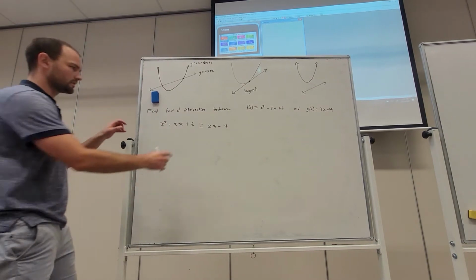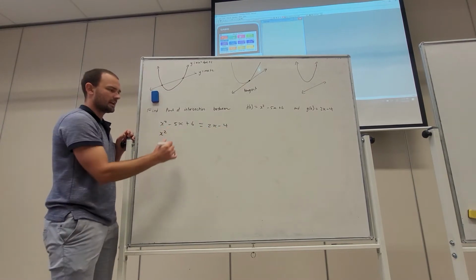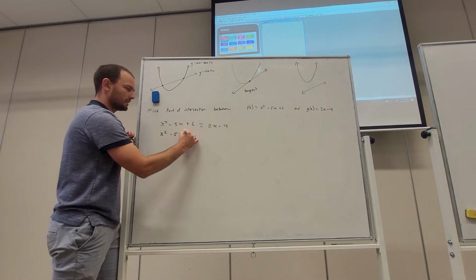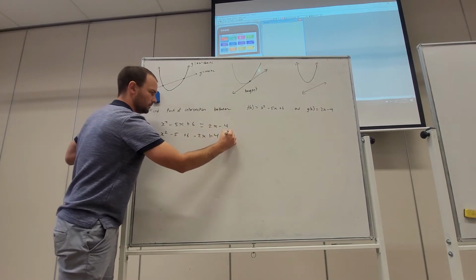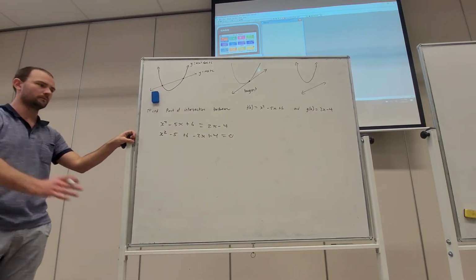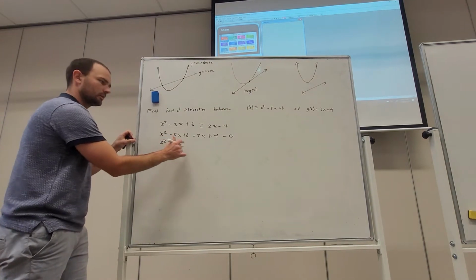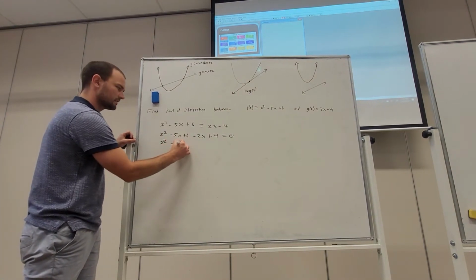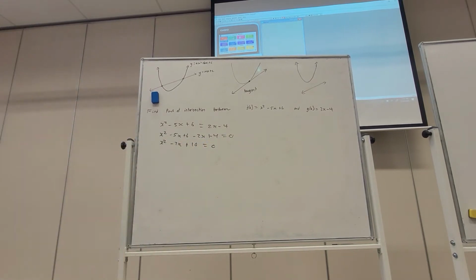So what we're going to do is move everything over to this side. I'm going to get x squared take 5x plus 6, and then I'm going to take 2x and plus 4, and that will be equal to 0. I've just moved everything on the right over to the left. Let's collect like terms. We're going to have x squared take 7x and plus 10. And now we need to solve this by factorising.